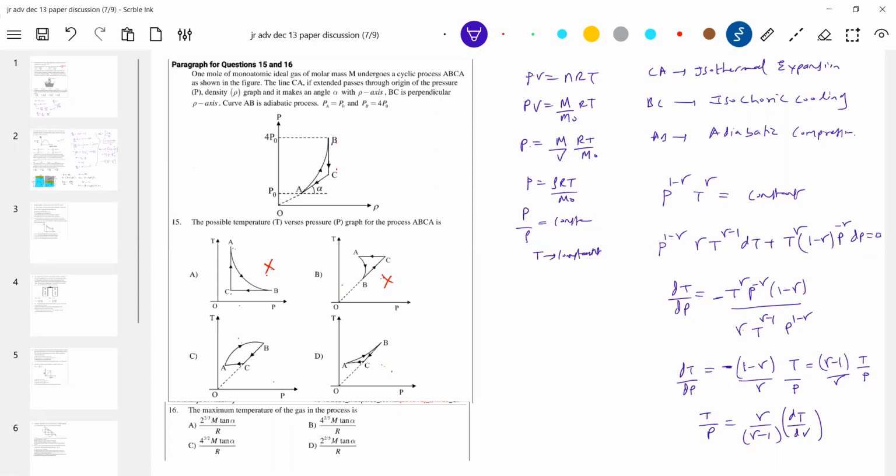The slope of this curve should be negative, positive, no, it is. Gamma will be greater than 1. Positive slope. And what will happen to that positive slope? Will it increase or decrease here? Okay, let's check it here.